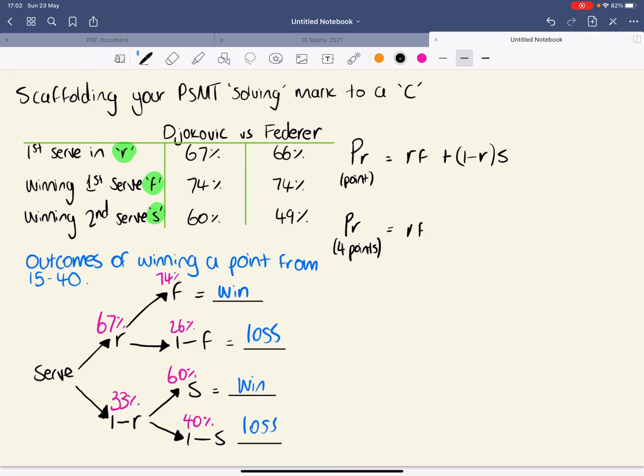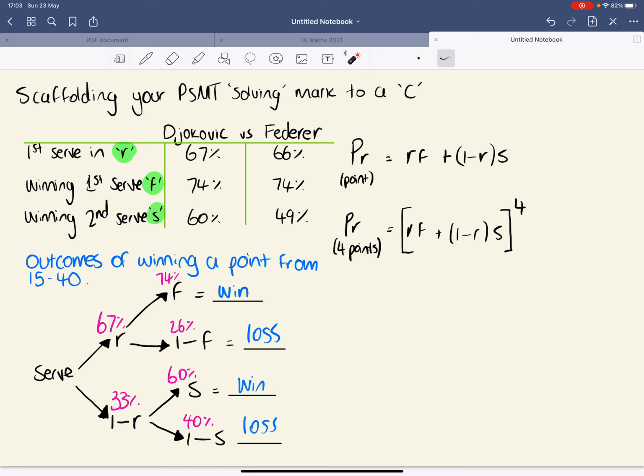So (RF + (1 minus R)S), all to the power of 4. And that's the model for working out or determining the probability of winning a game from 15-40. But you're only assuming that Djokovic wins 4 points in a row. Obviously, there are many other ways to win from here.